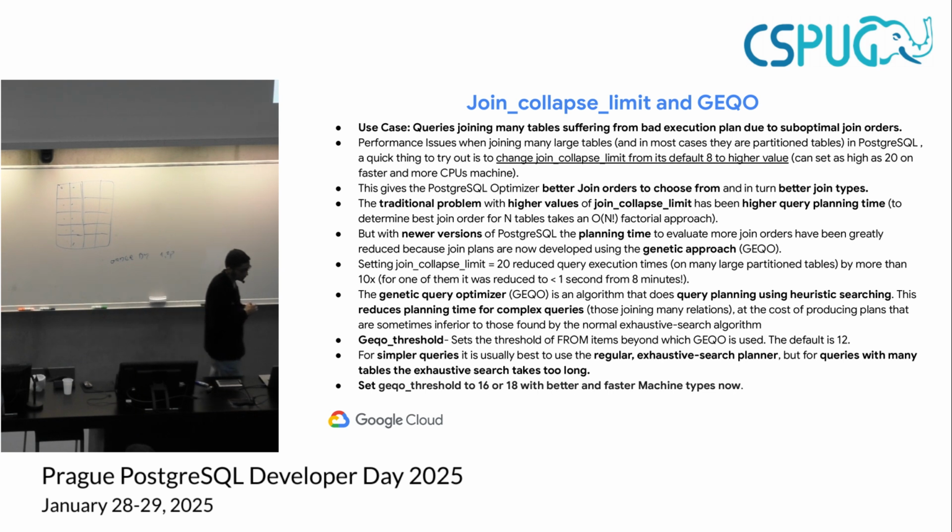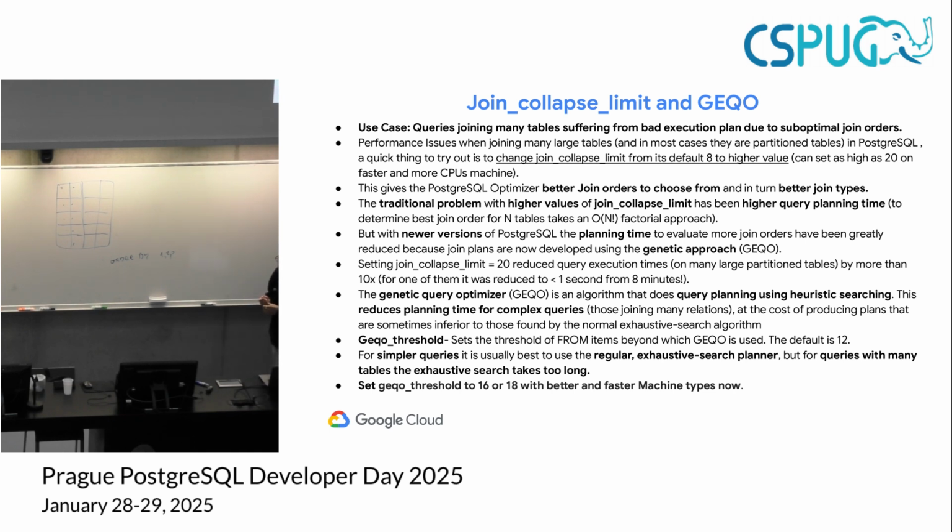What we have seen is, if you increase the join collapse limit from its default value of 8 to maybe 12, 16 or 20. In our case it was set to 20, and we'll see in the next slide that execution time came down from 8 minutes to less than 1 second.